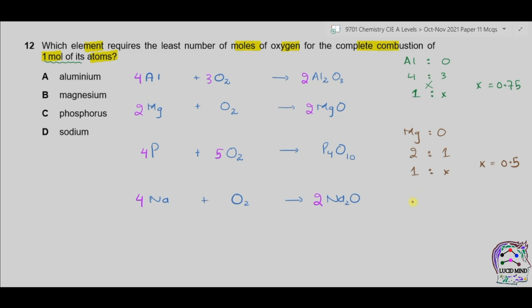For phosphorus and oxygen, the ratio is 4:5. So it will be 1:X. By cross multiplying, X equals 1.25. Now last one is sodium and oxygen. The ratio is 4:1. So 1:X. By cross multiplying, the value of X is 0.25. So among these four, we can see that the least number of oxygen molecules is present in part D. So therefore answer is sodium.